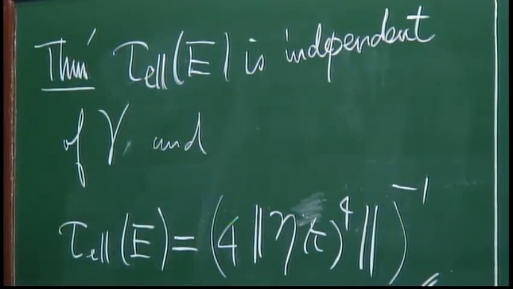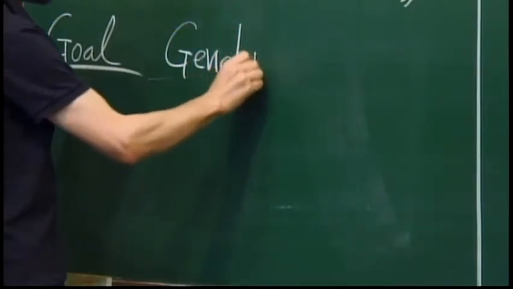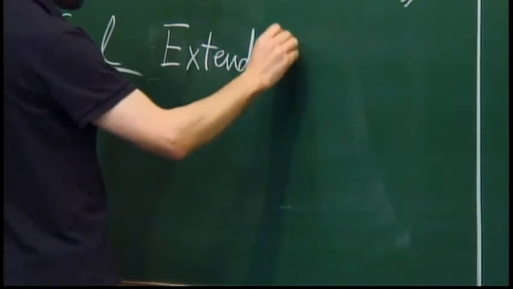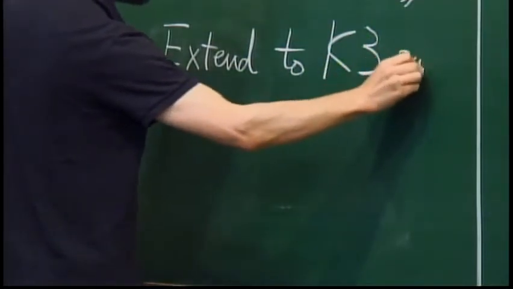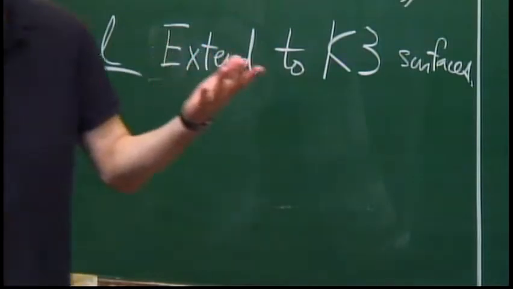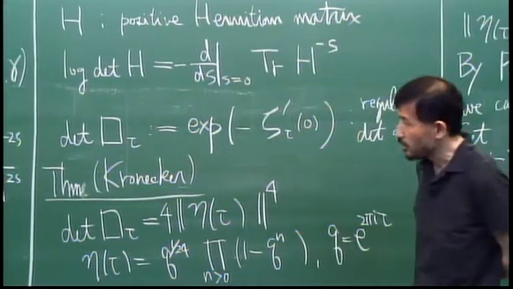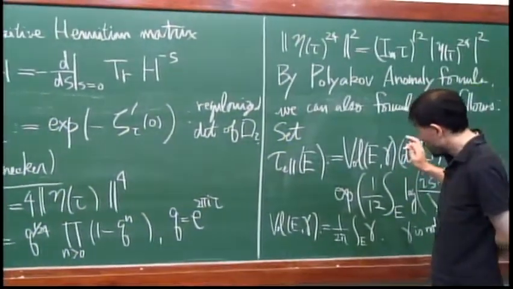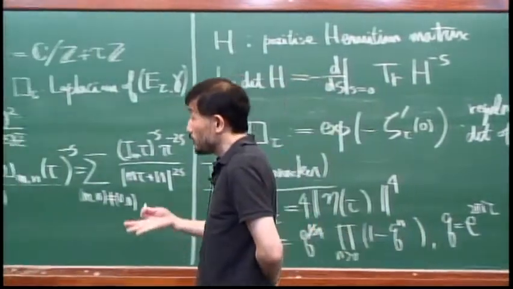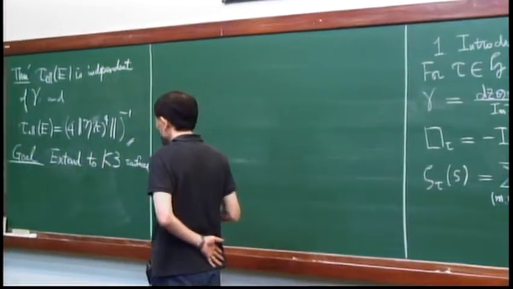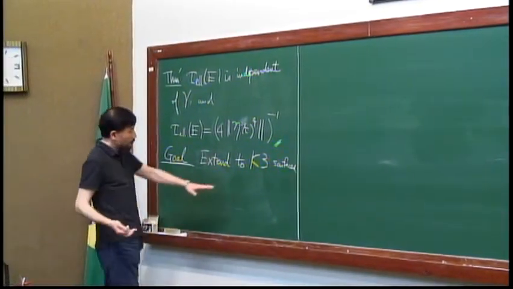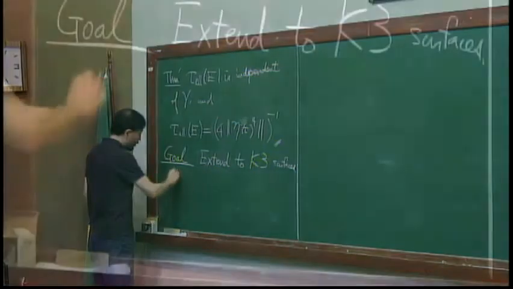So I want to generalize or extend this to K3 surfaces. I introduce an invariant using a kind of regularized determinant, the so-called analytic torsion, and I construct an invariant. Once I get an invariant, that gives rise to a function on the moduli space, the moduli space of K3 surfaces with involution.